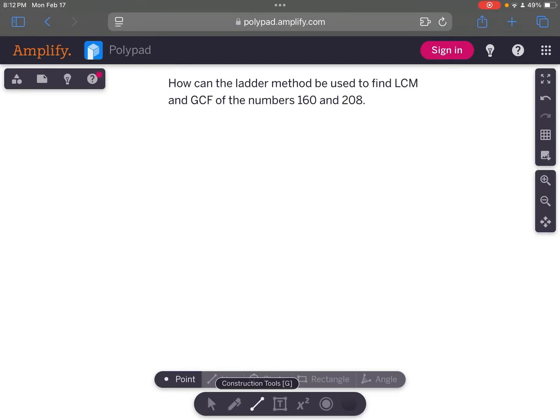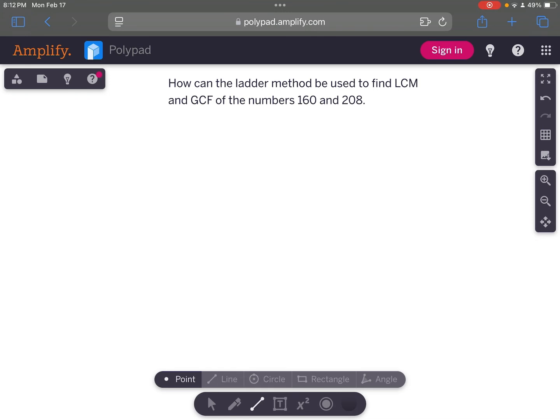Hello everyone. So today we will be discussing the ladder method. How can the ladder method be used to find the LCM, which stands for the least common multiple, and GCF, that stands for the greatest common factor, of the numbers 160 and 208?